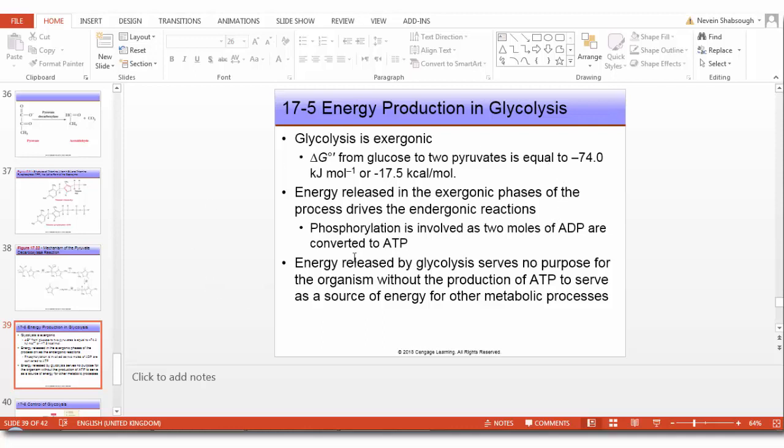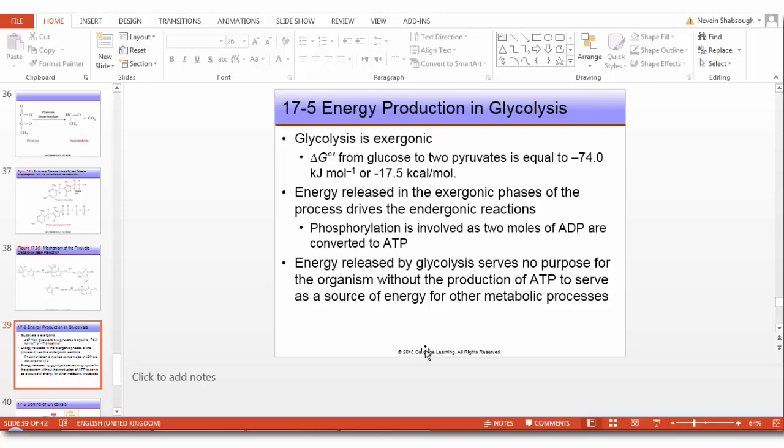Now phosphorylation is involved as 2 moles of ADP are converted to ATP. This is called substrate level phosphorylation. Without the production of ATP to serve as a source of energy for other metabolic processes, the energy released by glycolysis would serve no purpose for any organism except to help maintain body temperature in warm-blooded animals.